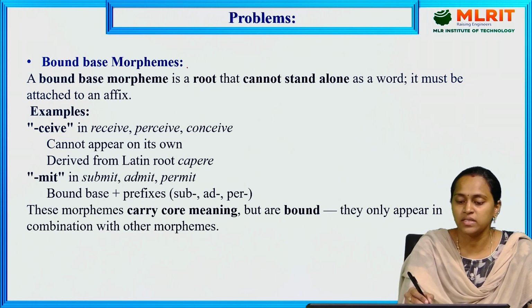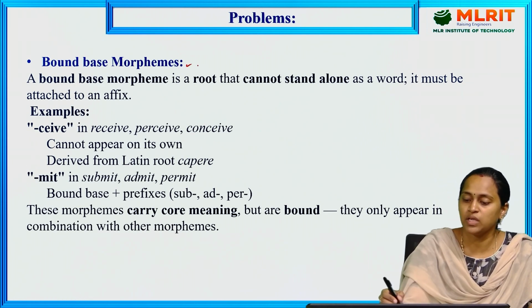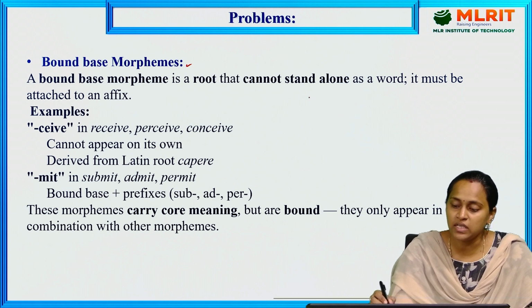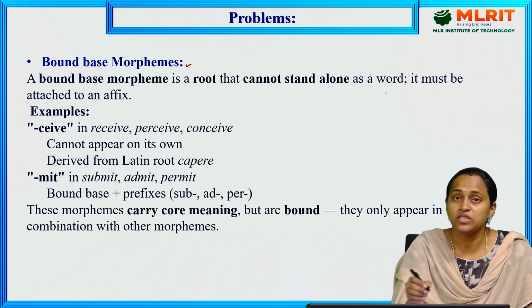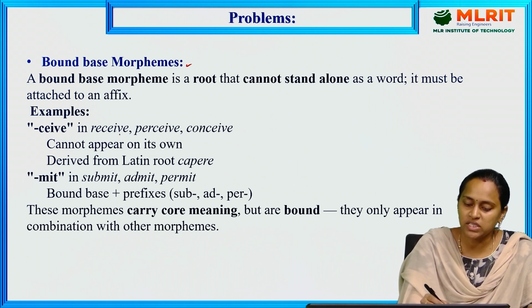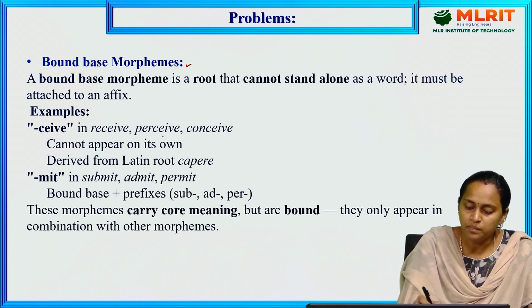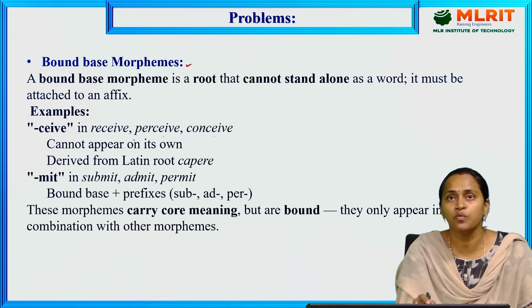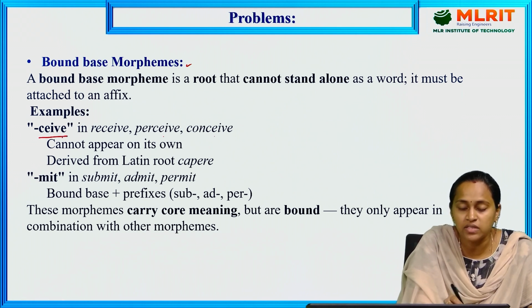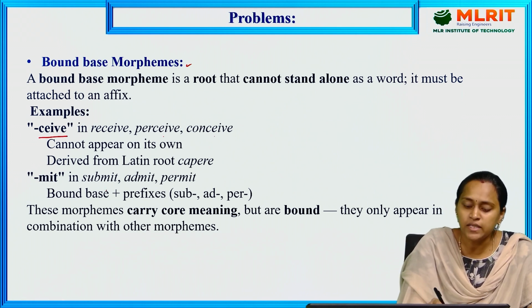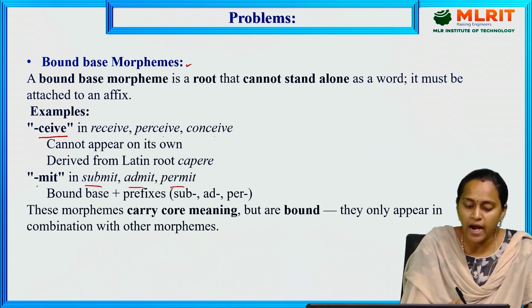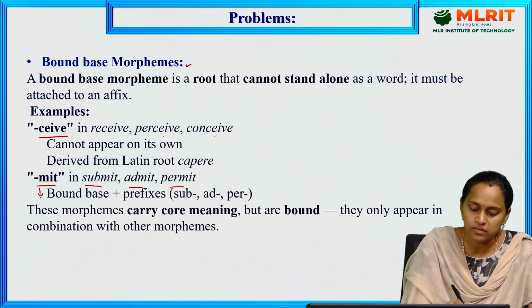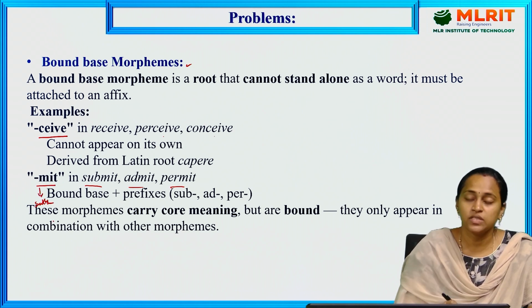Next, bound-based morphemes. A bound base morpheme is a root that cannot stand alone. That means it is a root word, but it is not standalone. For example, receive, perceive, conceive. These are root words, but CEIV cannot stand alone. See another, submit, admit, permit. These are also root words, but they can't stay standalone. We are adding MIT. This is all about bound base.